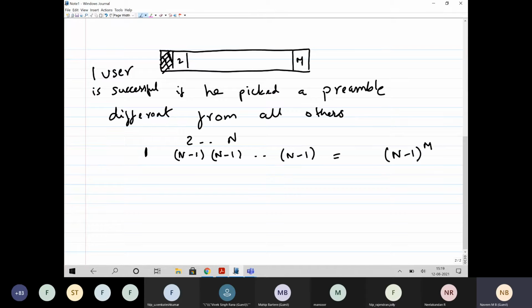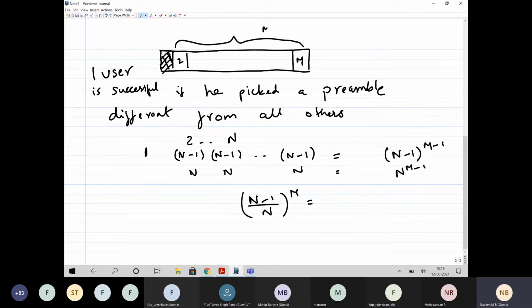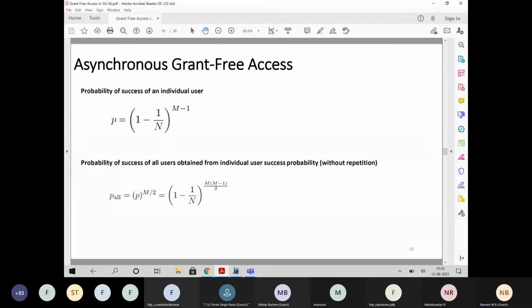Of course, if I didn't impose this condition, the sample space would have been n to the power m. So this probability will be n minus 1 by n whole to the power m minus 1, sorry, because there are m minus 1 users here. First user has already picked something, which is 1 minus 1 by n whole to the power m minus 1. This is one user's success probability. See how much time it took? It looks complicated, like some exponential expression, but it takes literally 2 minutes to derive it. So now this is the individual user success.